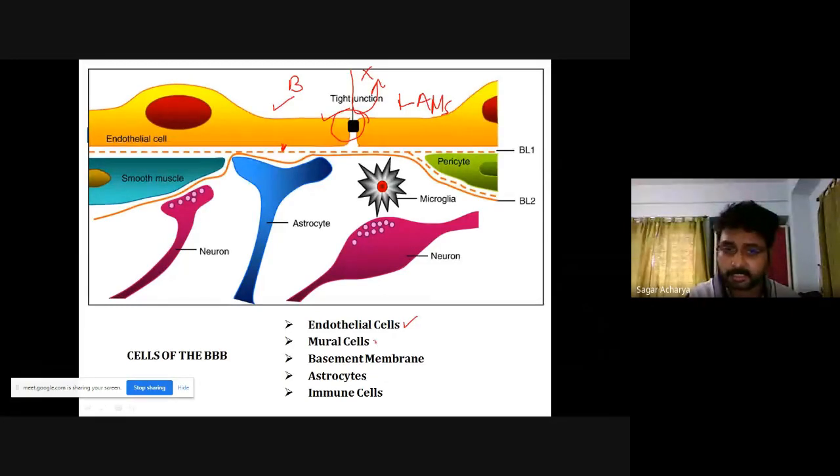So next, we were talking about endothelial cells. Next is the mural cells. What are the mural cells? Within the mural cells, you can find two types of cells. One is called the pericytes, and another one is the muscle cells, smooth muscle cells. Here you find this smooth muscle cell and these pericytes.